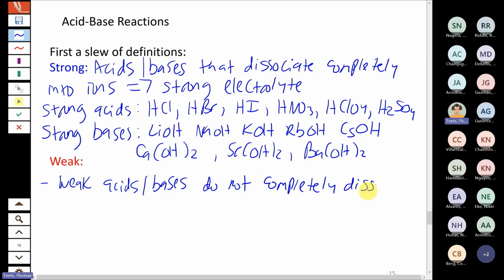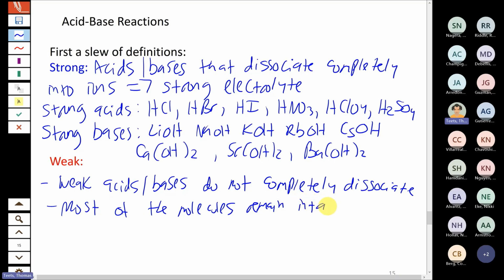You'll talk a lot more about weak acids and bases in Chem 2 if and when you take that course. But we do need to know just a little bit about it here. So when you dissolve a weak acid or a base, most of the molecules remain intact. They don't lose their H+ or the OH- completely, but they will produce some H+ or some OH-, which is why they're classified as acids or bases.